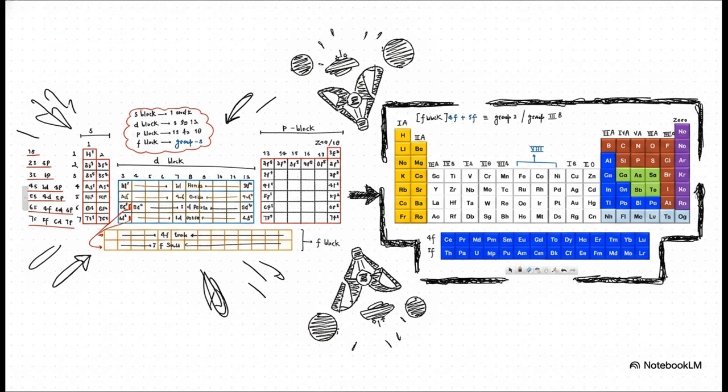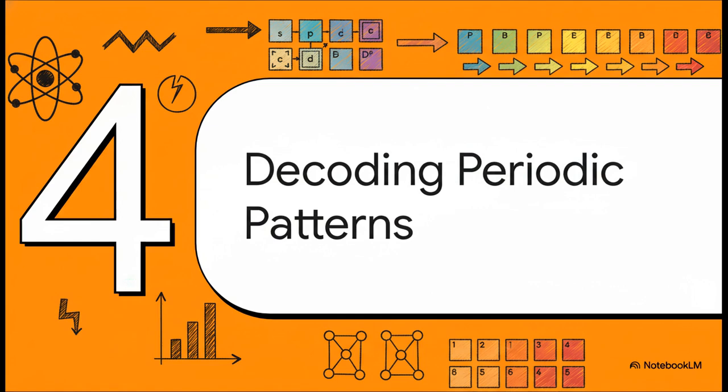We cracked the code. But okay, cracking the code is one thing. What's really cool is what the code tells us. It does more than just explain the shape. It lets us predict the behavior of elements. This structure creates these amazing, predictable patterns, or periodic trends.